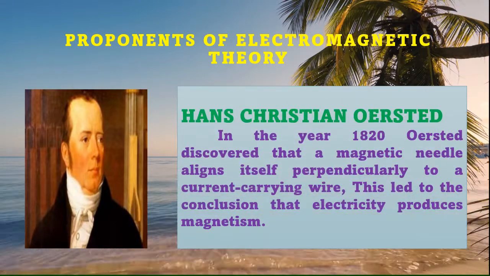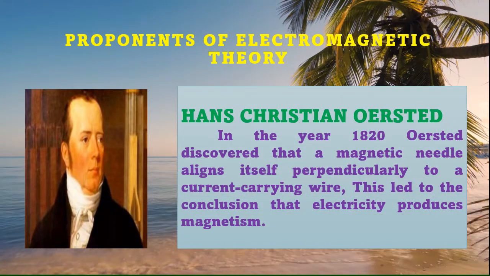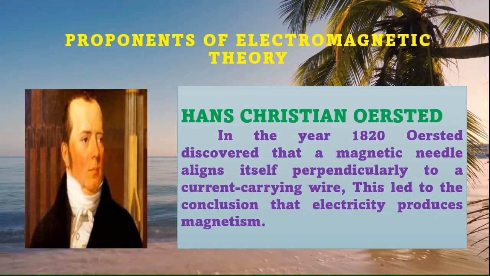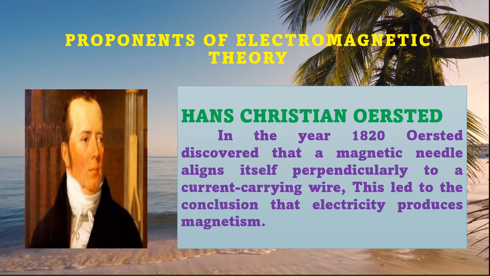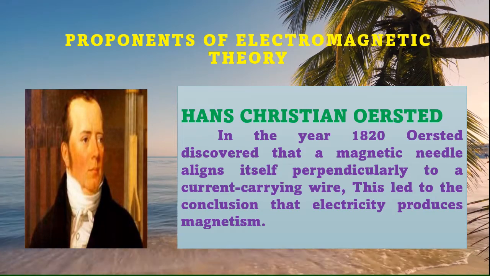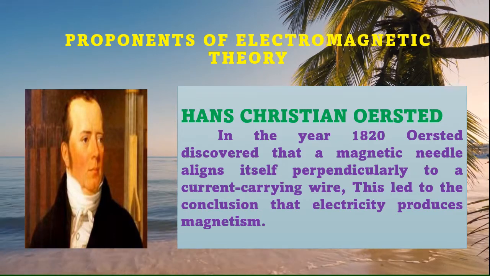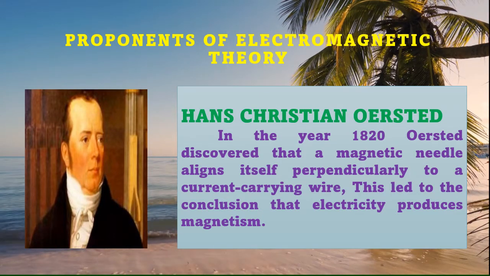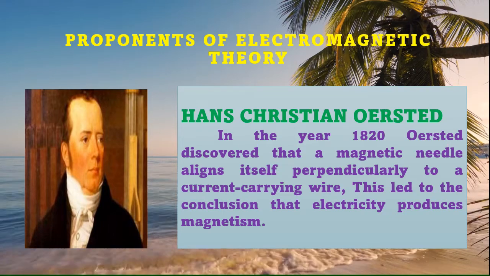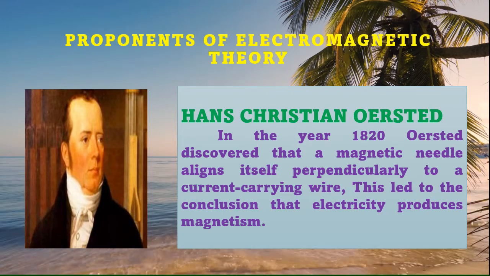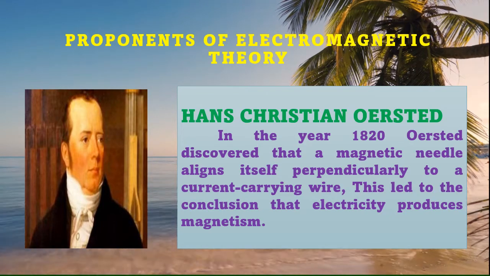The first one is Hans Christian Ørsted. In the year 1820, Ørsted discovered that a magnetic needle aligns itself perpendicularly to a current-carrying wire. This led to the conclusion that electricity produces magnetism.